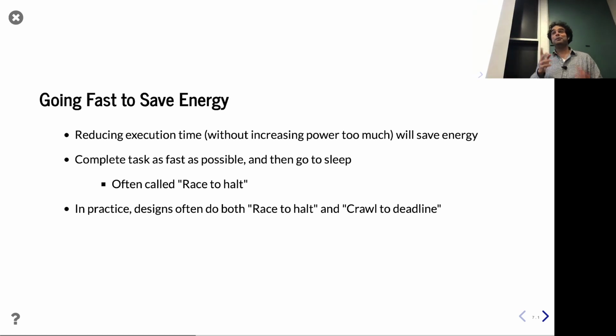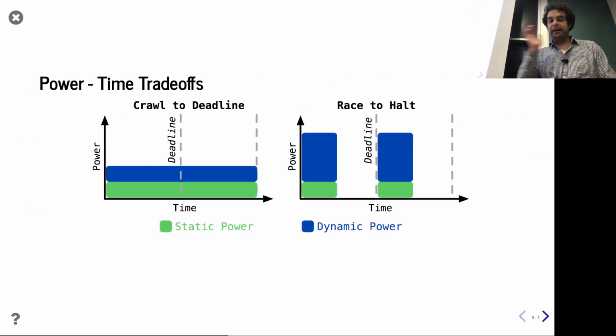You're like, wait, how does that make sense? Well, it depends on what kind of energy and power you're talking about. So the alternative to crawl a deadline is what they call race to halt, meaning you try to get your task done as soon as you can, and then you go to sleep. And so the whole point is that going to sleep is the key point. So even though you're burning more power while doing the task, because you can go fully to sleep, you can save power. And so to try to visualize this difference, I made this diagram.